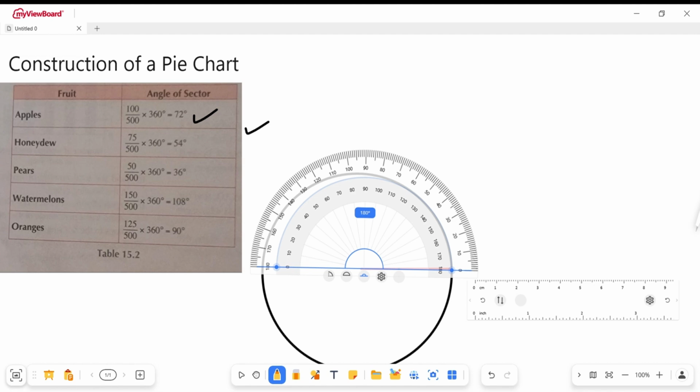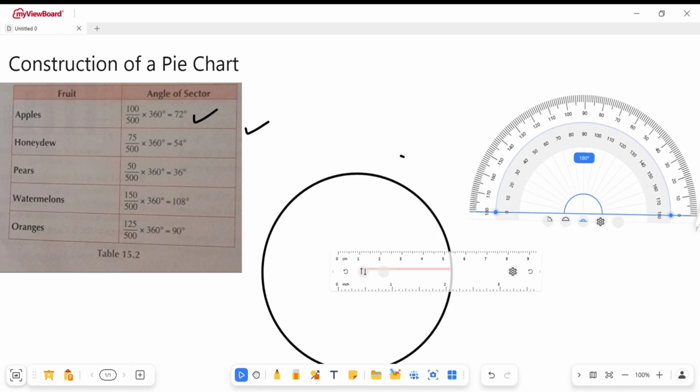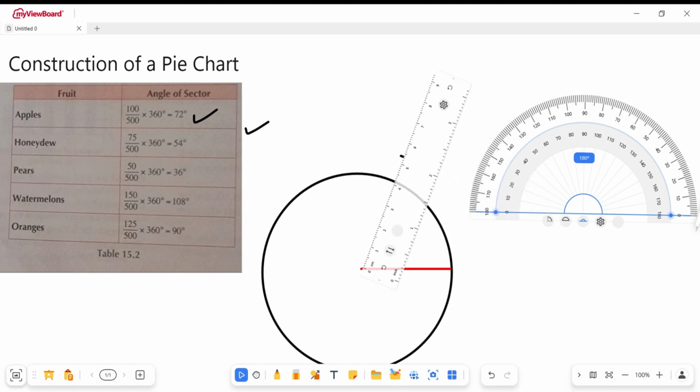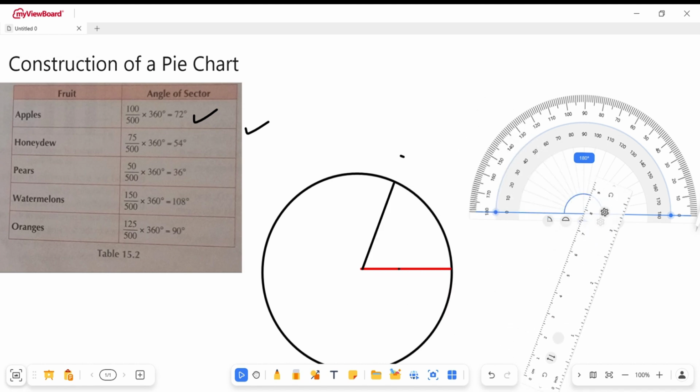Now 72. Check where 72 degrees is. 72 is somewhere here, 71, 72. Mark it, and then take a scale and join it from the center of the circle to the 72 degree mark. Now this angle is 72 degree. So write down 72 degree here, and inside this angle you need to write apples. Done.